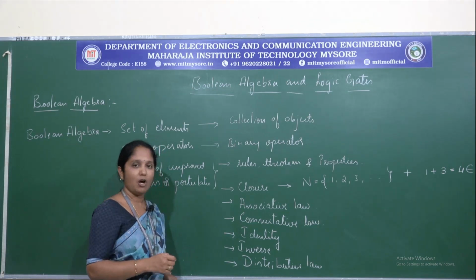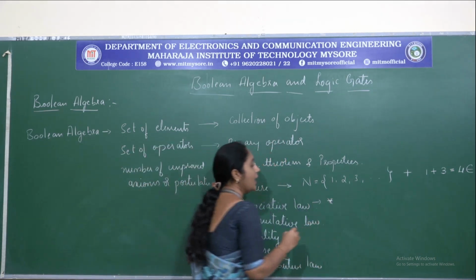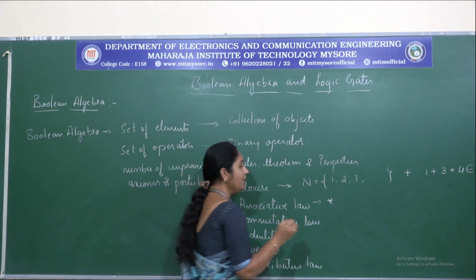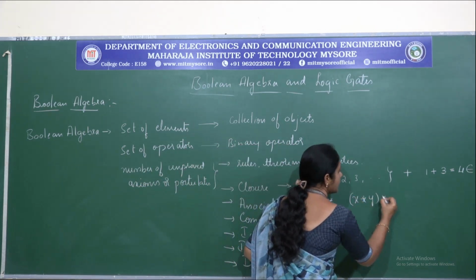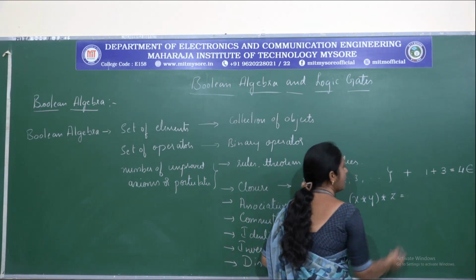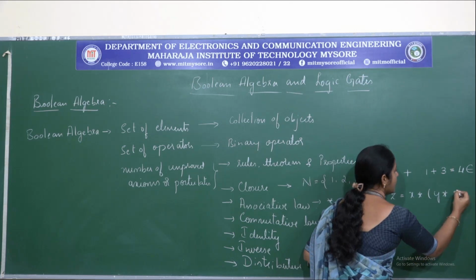Next is the associative law. The binary operator star is said to be associative whenever (x star y) star z is equal to x star (y star z).